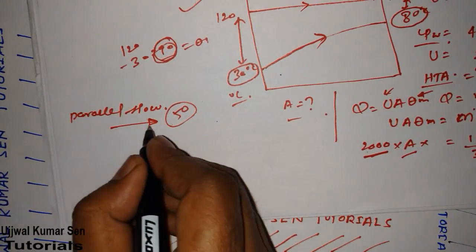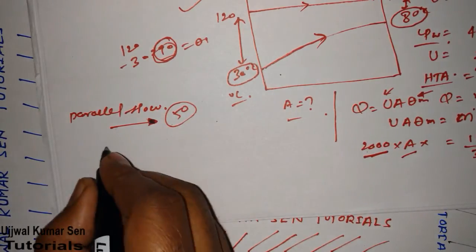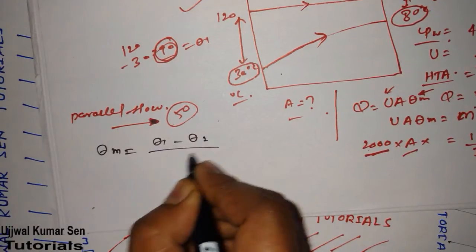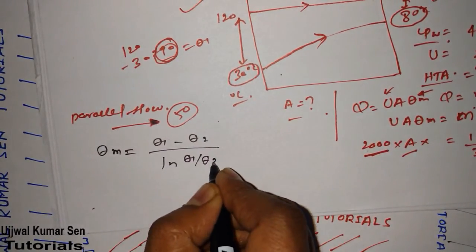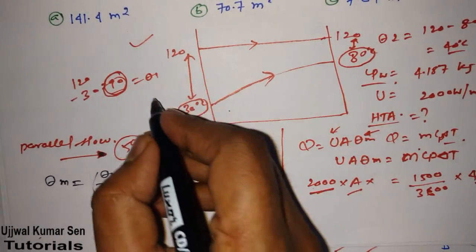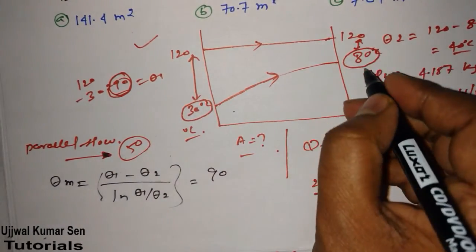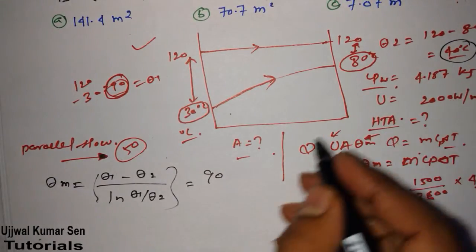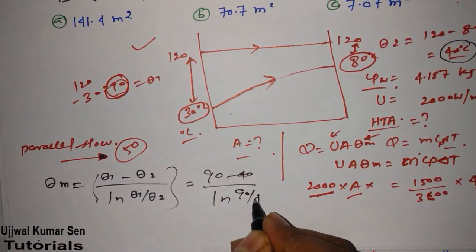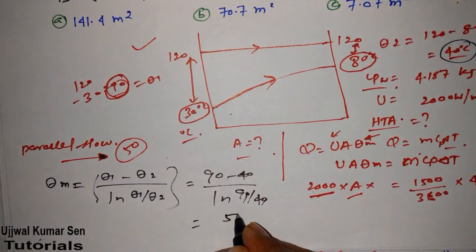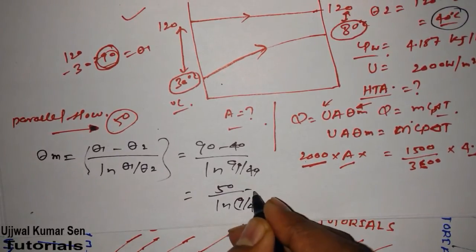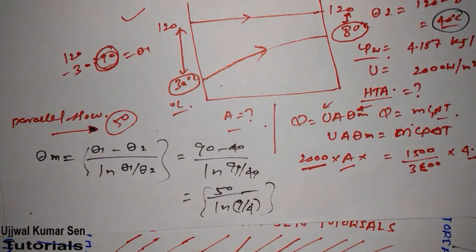All right. Now if this is parallel flow heat transfer, then we know that theta m is equal to (theta 1 minus theta 2) divided by natural log of (theta 1 by theta 2). We know this. Now what is theta 1? Basically theta 1 here is 90 and theta 2, the difference, is 40. So 90 minus 40 over natural log 90 by 40. The 0 cancels out, so we can say 50 over natural log 9 by 4. Okay, so this is the answer we got here.